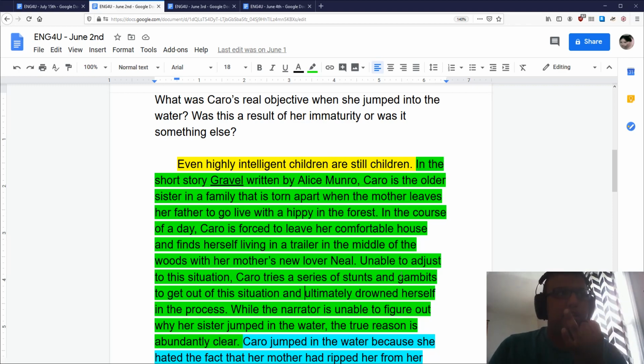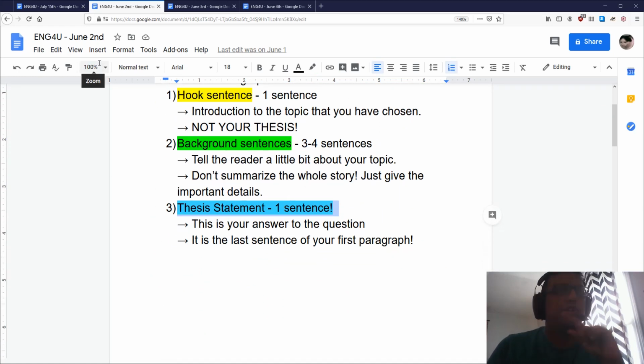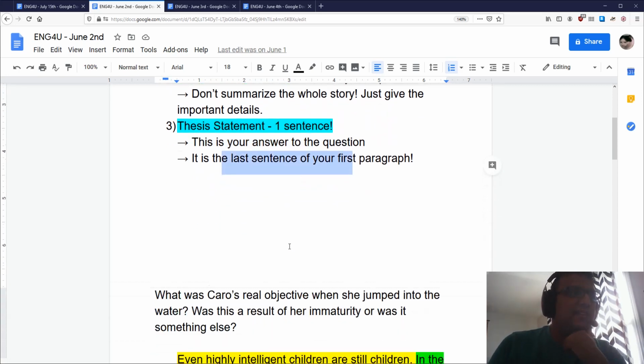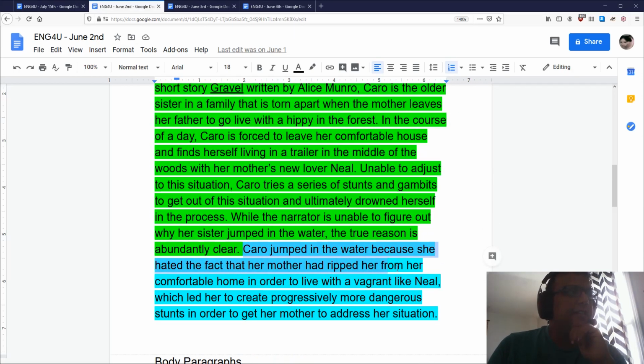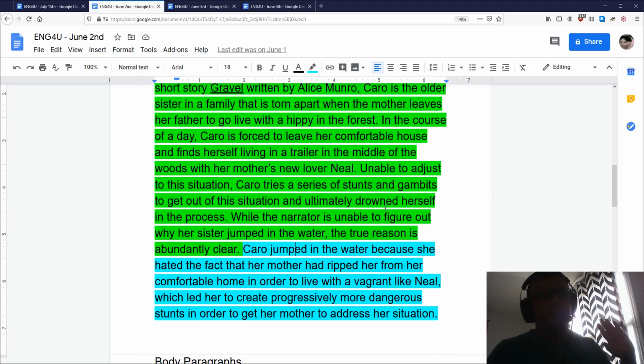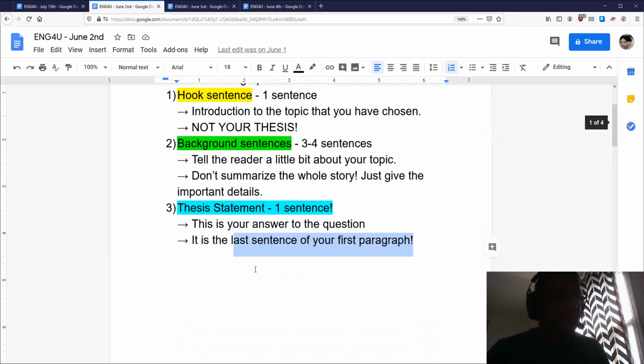So you've got hook, right? Introduce the topic. Background, tell the reader a little about the story. And then the last thing you do is the thesis statement, right? Which, if you've been following my steps, you should have done first, right? So the thesis statement is your answer to the question, right? It is the last sentence of your first paragraph. So what I literally do is I go back to my outline, I take whatever sentence I had there, I copy it, and I put it right here, right? Caro jumped into the water because she hated the fact that her mother had ripped her from her comfortable home in order to live with a vagrant like Neil, which led her to create progressively more dangerous stunts in order to get her mother to address the situation, right? So just put your thesis, last sentence of the first paragraph. Let me emphasize this, right?